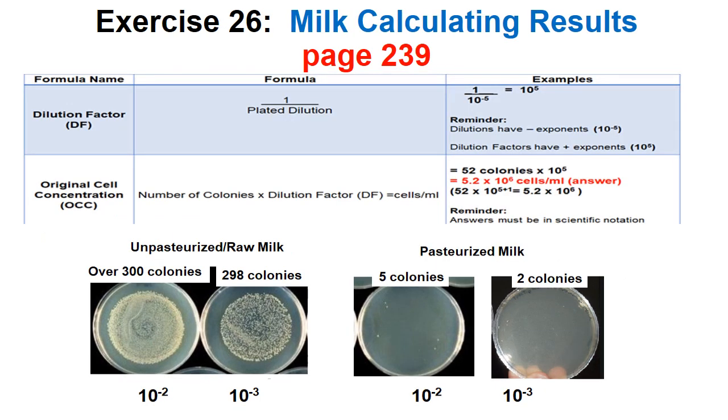Exercise 26, calculating milk results, page 239. This is the exact same concept that we did with the food. You're going to take the number of colonies, if it's between 30 and 300, and multiply it by the dilution factor. So you take the dilution and do the reciprocal or inverse. Dilution factors are whole numbers or positive exponents. Dilutions are negative exponents. That's going to give you your OCC, or cells per milliliter. Once you've done that, we're going to do the analysis on the next page.